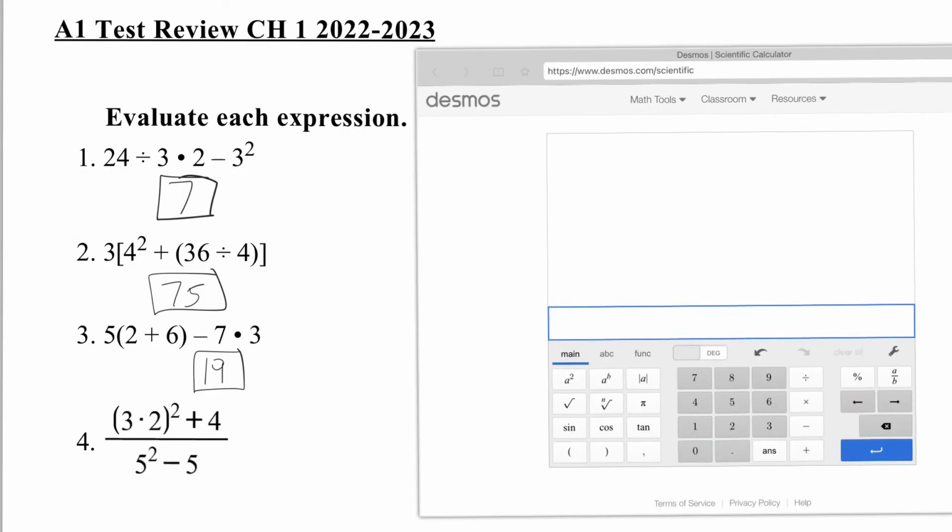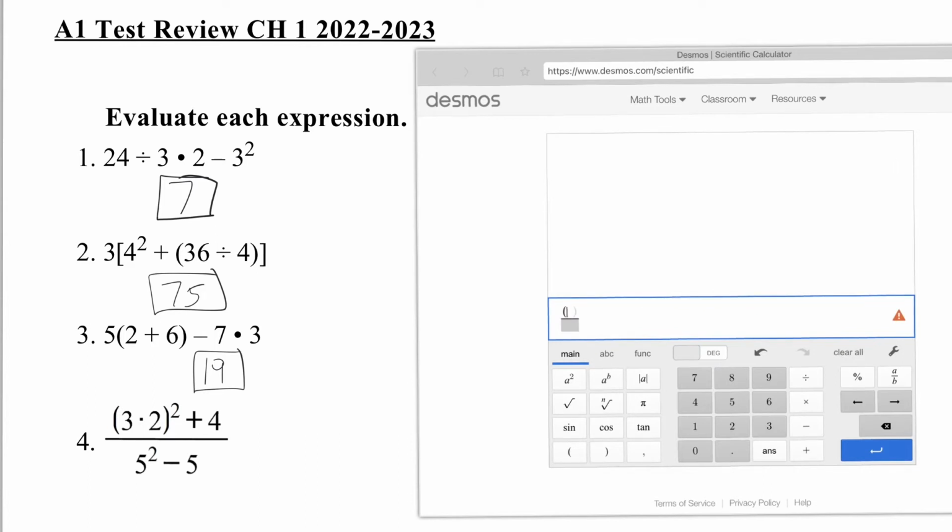Number 4, you guys have a fraction. The numerator has an expression with parentheses and a square. And the denominator, you guys don't have parentheses, but you do have a square. You have an exponent. So when you guys use the calculator, you can start by making a fraction. You just press the division, or you guys can press the A over B button. So division will make a fraction, same thing. But on the top, make sure you guys type what you guys see in the problem.